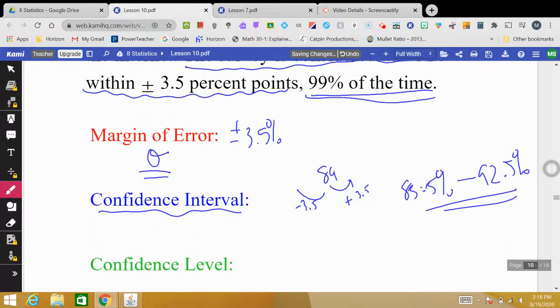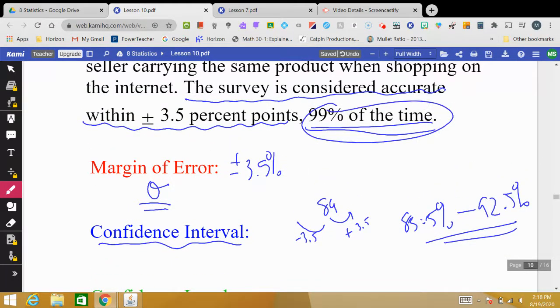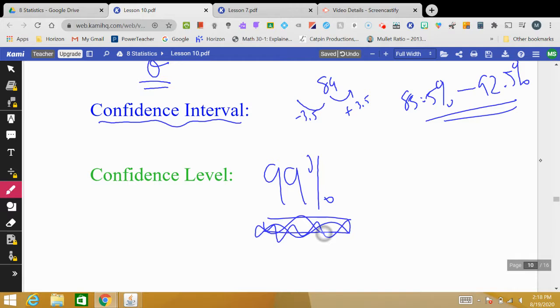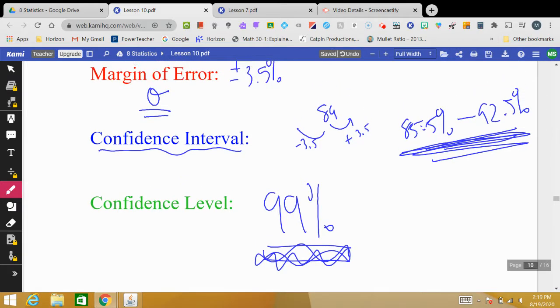And then my confidence level, super high. In other words, these guys think they really did a good survey. So they're saying that 99% of the time, they are expecting between 85.5% and 92.5% of people go to at least one other site, or at least two sites whenever they purchase anything online. Okay? Now, how do these numbers mess around?